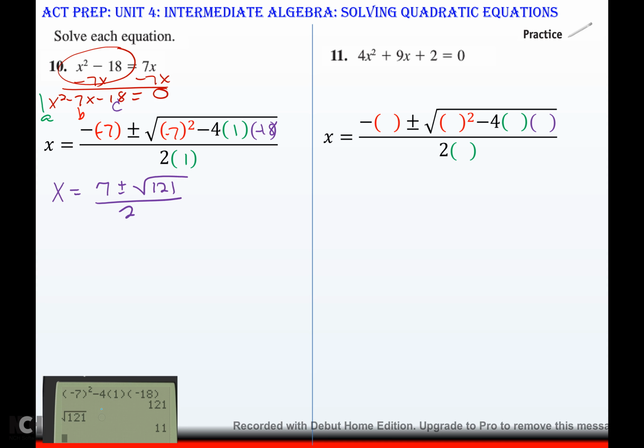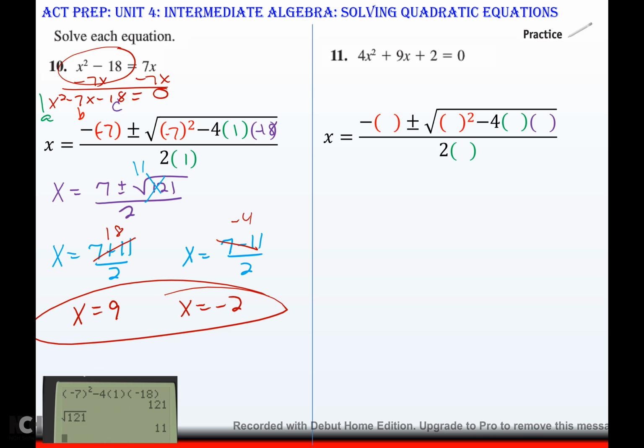The square root of 121 is 11, so my two solutions are 7 plus 11 over 2 and 7 minus 11 over 2. 7 plus 11 is 18, divided by 2 is 9. 7 minus 11 is negative 4, divided by 2 is negative 2.